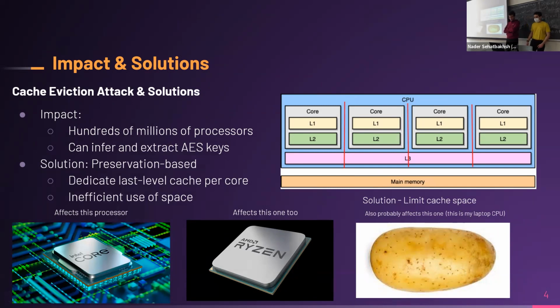One solution is this preservation-based method, which is basically, you have this last level cache, which is shared between each of the cores. Well, why don't we just make that private to each of the cores, like we did with the L1 and L2 cache? Of course, there's an inefficient use of space, but that pretty much solves the problem.